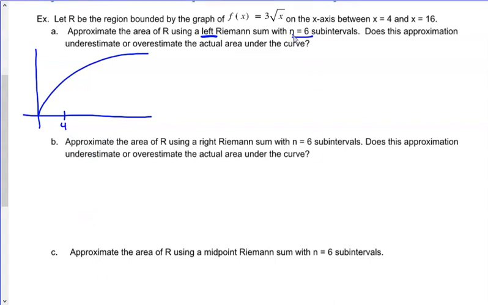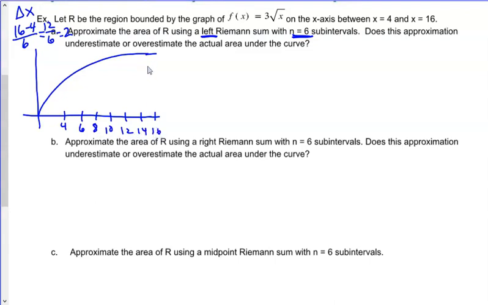Now, I need 6 subintervals. So what is the width of each subinterval? Well, that is taking 16 minus 4 and dividing by 6, that is b minus a over n. That's our delta x. I'm trying to squeeze it in here. So this gives me 12 over 6, which is 2. That means that for every 2 spots, I need another subinterval. So I'm going to go 4, 6, 8, 10, 12, 14, 16. I'm going to extend that a little bit.